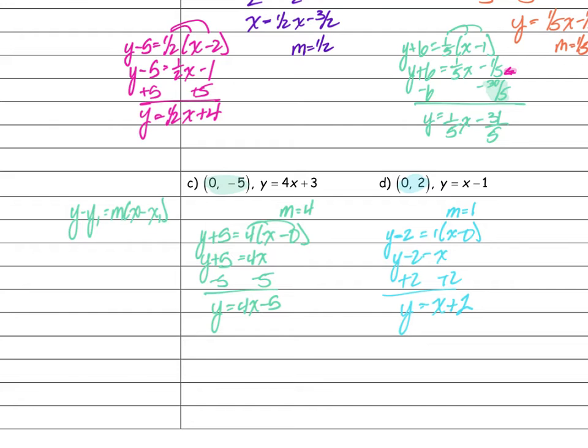Oh, what is this equation called? It's called point slope form, honey. Point slope form. Because I can use a point and a slope. Okay, awesome.